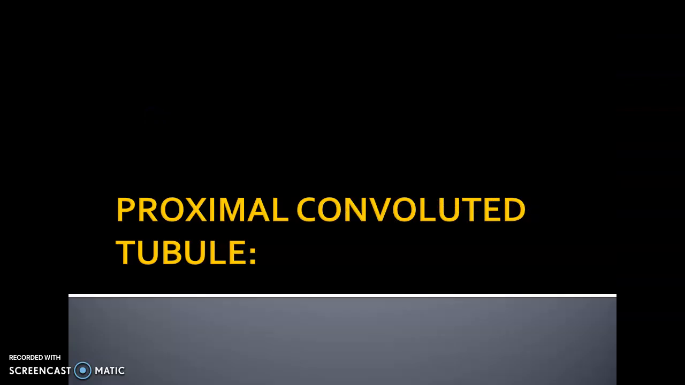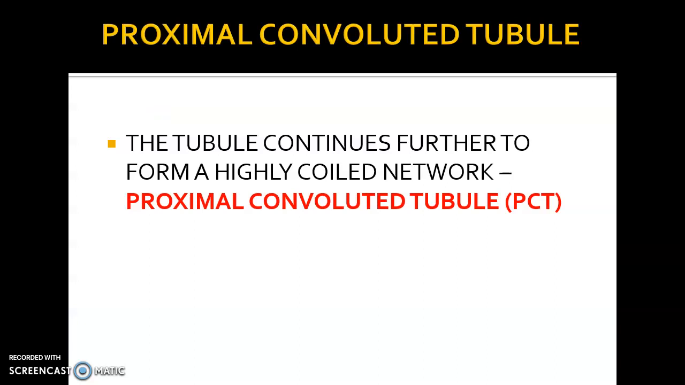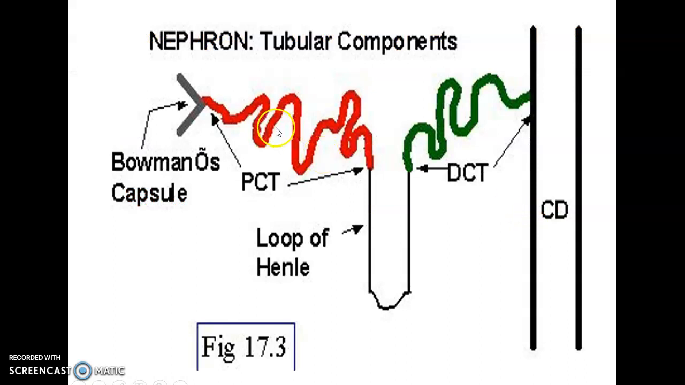So now let's move on to the next part of your nephron, that is the proximal convoluted tubule, or in short we can call it PCT. The tubule continues further to form a highly coiled network called the proximal convoluted tubule. Now why is it called proximal convoluted tubule? Because if we take the Bowman's capsule as the reference, or this initial part of the nephron, we find that this coiled structure, which is shown here in red, is your PCT.